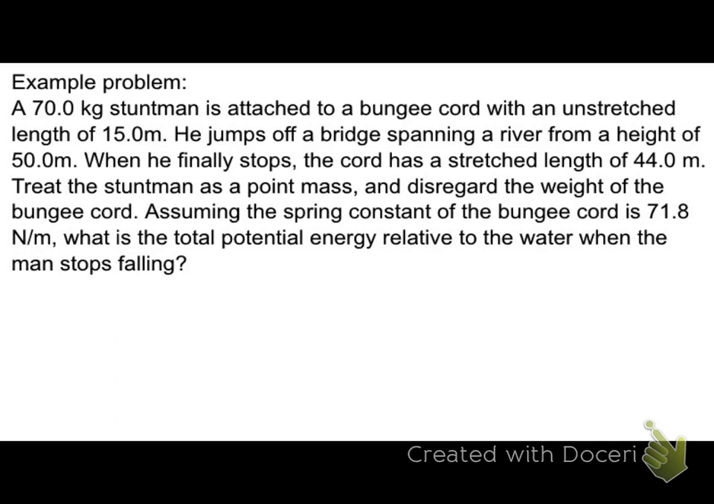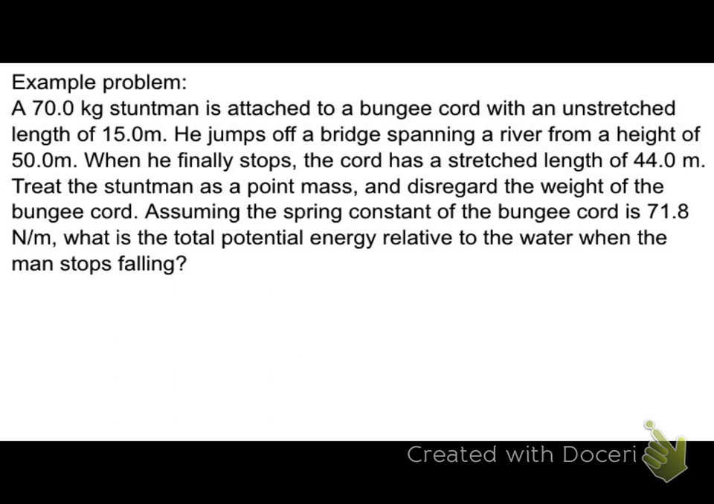We're going to treat him like he's a point mass. So we're going to disregard the fact that his mass is probably not all centered in the very center of him. We're going to do what physicists do and oversimplify, and he's going to become a ball. And we're going to disregard the mass of the bungee cord. It probably has a mass, but it's negligible compared to the rest of what we're doing. Assuming the spring constant of the bungee cord is 71.8 Newton meters, what's the total potential energy relative to the water when the man stops falling?